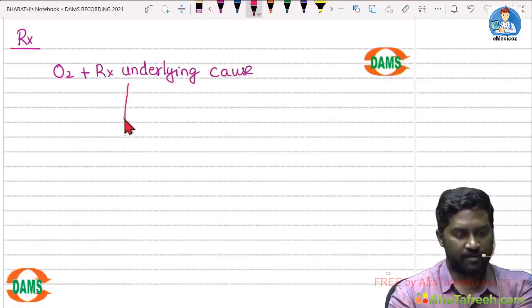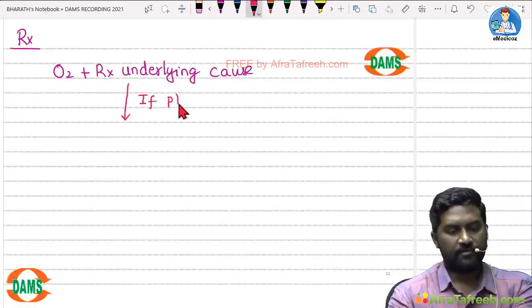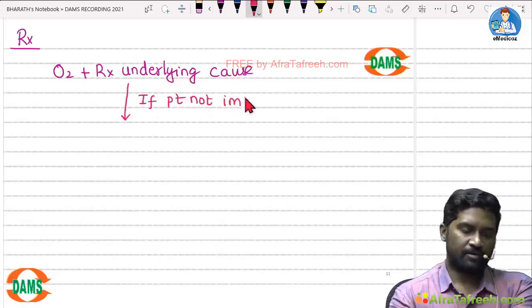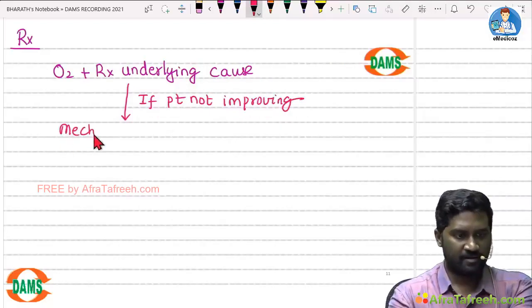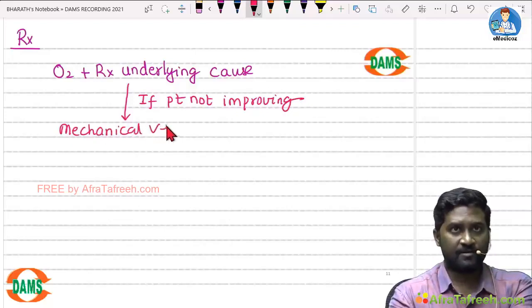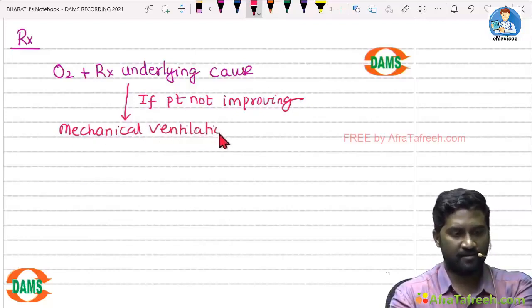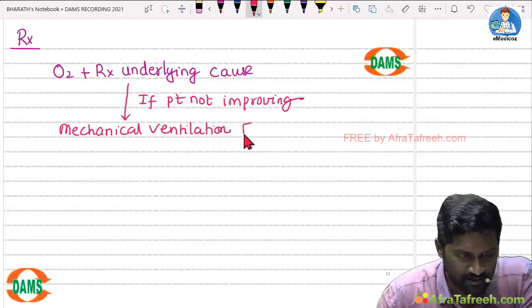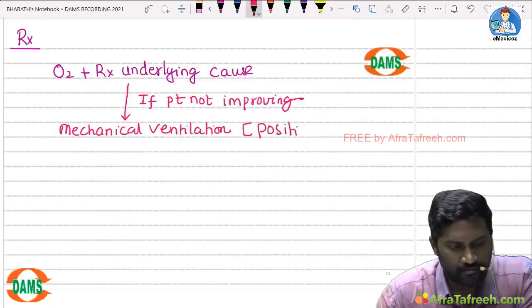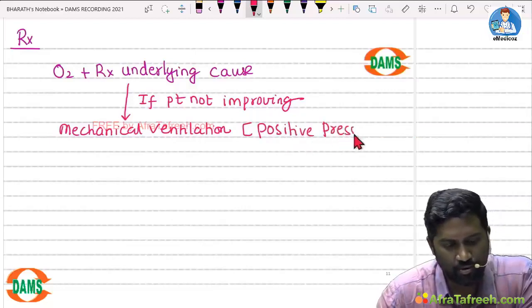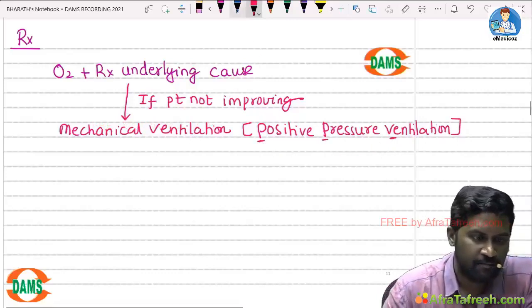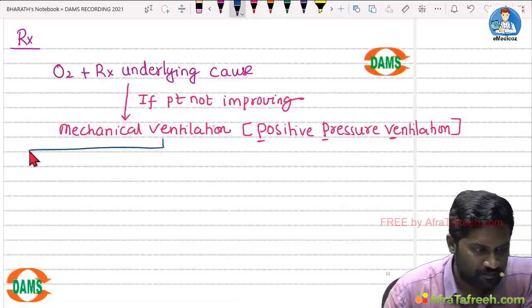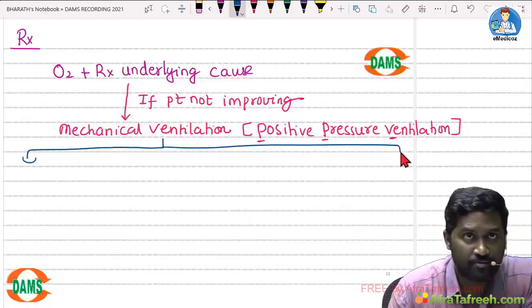If the patient is not improving, this patient requires assisted ventilation called mechanical ventilation. Now what is this mechanical ventilation? It is a positive pressure ventilation. We are going to give oxygen with positive pressure ventilation, written as PPV.